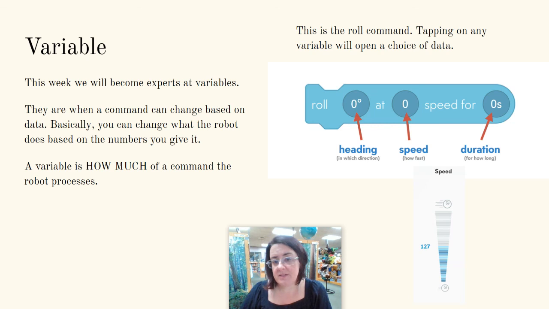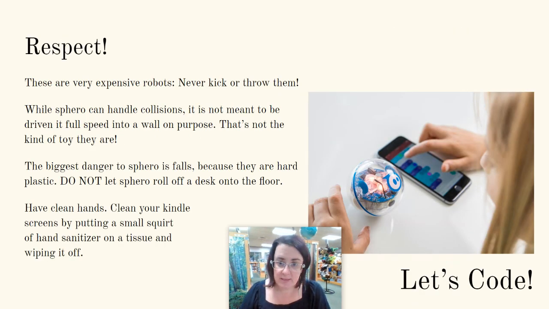The variables are the data or the number commands that you give in the Blockly. So here, this is our main Blockly command we're using this week, and we'll have 3 different variables. Every time you touch one of those circles, you can change how much of the command the robot is going to follow. You must respect Sphero. It's very important that you do so. The whole school wants to share these robots. So let's code.